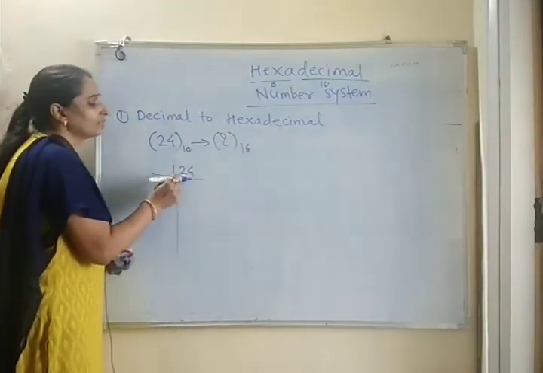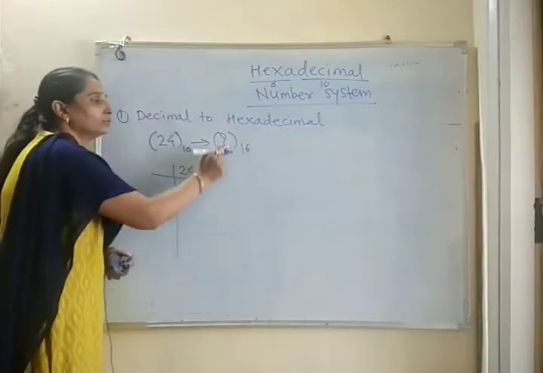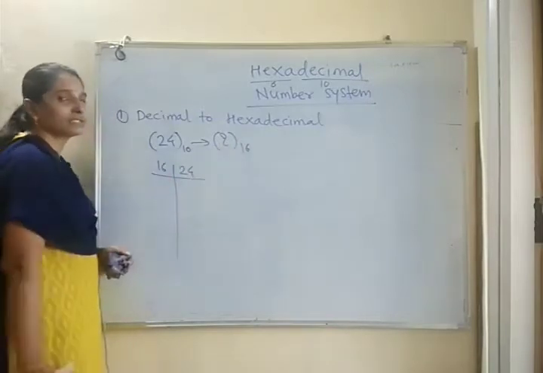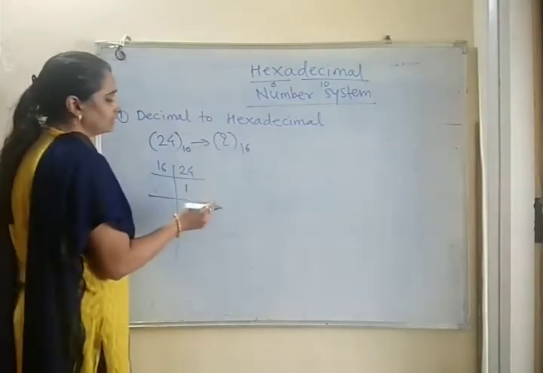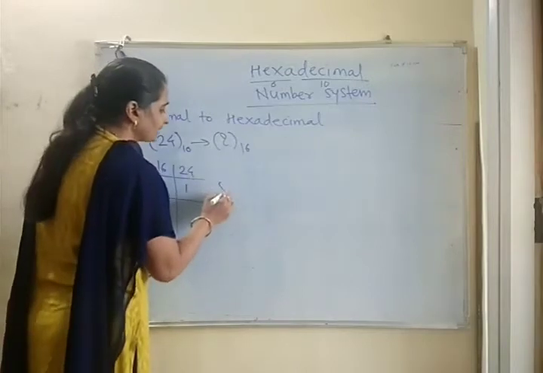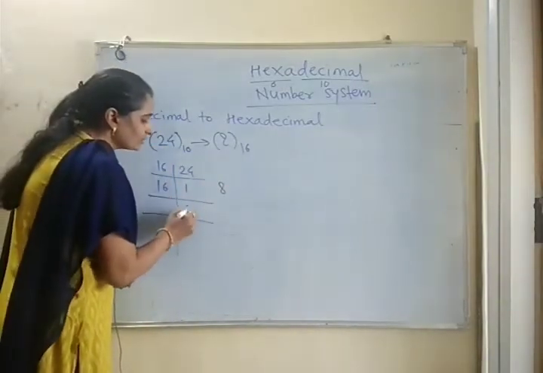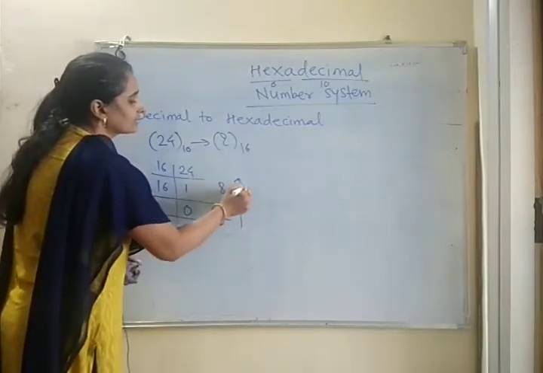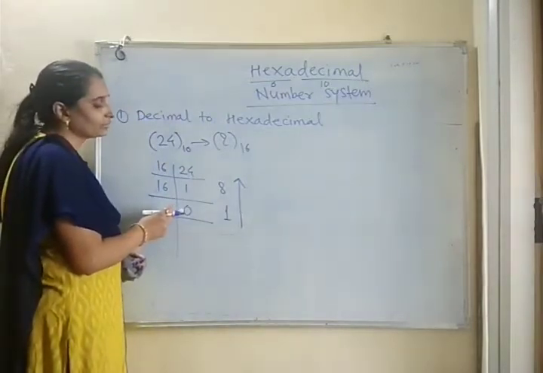Divide that decimal number by 16, because we are converting the decimal number to hexadecimal, and the base of hexadecimal is 16. 16 ones are 16. How much is the remainder? 17, 18, 19, 20, 21, 22, 23, 24. So 8 is the remainder. 16 zeros are 0, remainder is 1, and this division method is finished here because the quotient becomes 0.